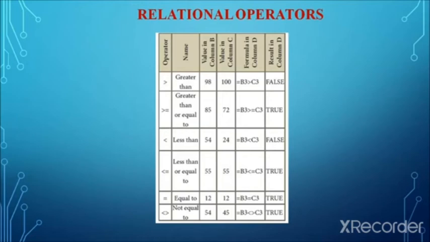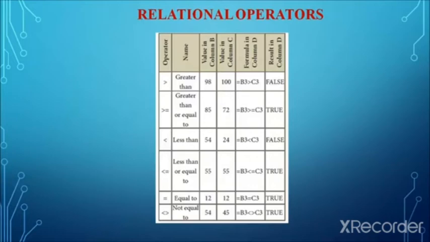Examples are greater than, less than, equal to, greater than or equal to, like that. The result will be either true or false. After relating the two values, it replies either true or false. So you see the example, 98 and 100, the first value greater than.